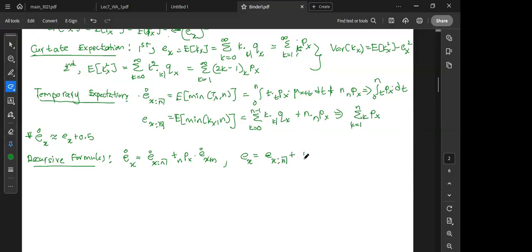And if that person survives for n years, then there will be a new expectation, and the person is now at age x plus n.